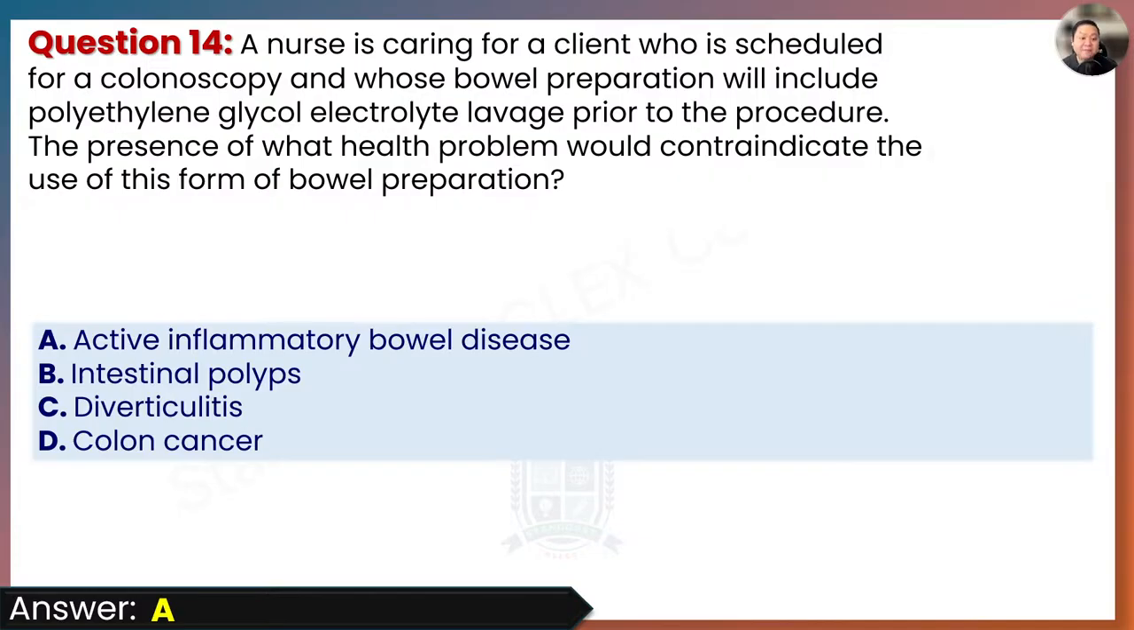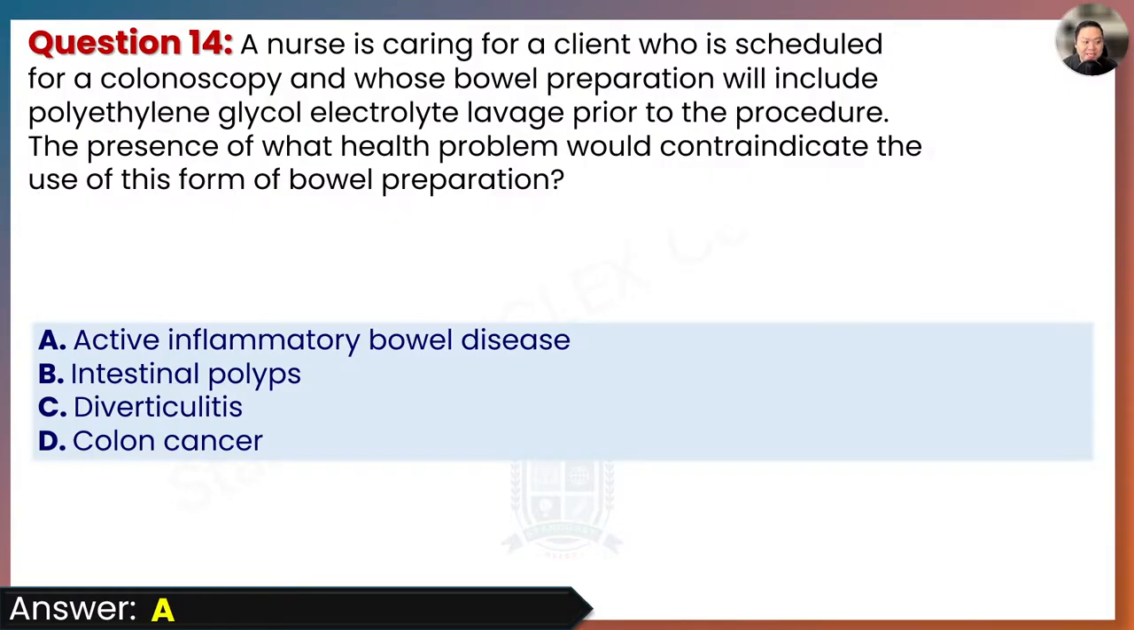Now for C, diverticulitis, this is a condition wherein there are small pouches in the colon. There are diverticula and they will become inflamed or infected. Now, if the diverticulitis is active, then aggressive bowel prep like PEG could increase the risk of perforation or worsening infection. However, the question does not specify active diverticulitis, so we cannot assume it's in an acute phase. And so in stable diverticulitis, PEG is safe, and that is why option A is the better choice.